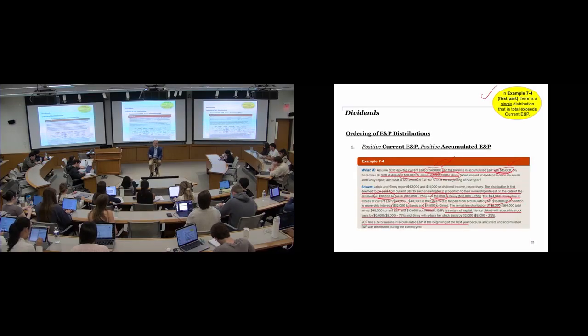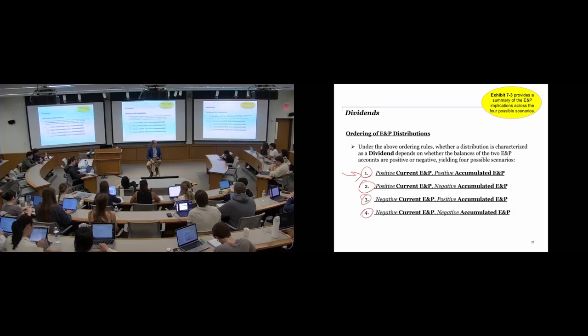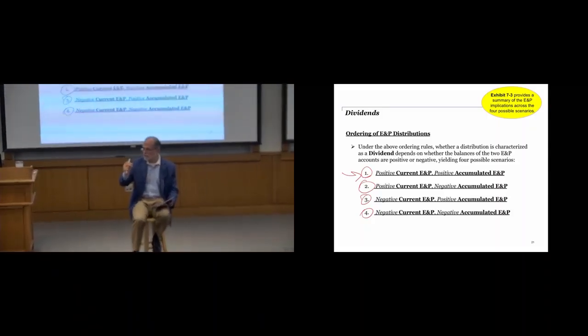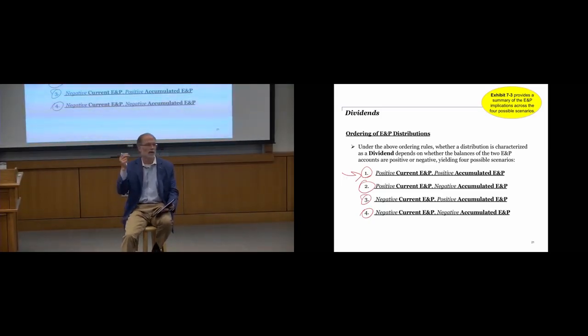I think the key, if I was going back to this, and I got a positive, the first thing I'd ask myself is, do I have a single distribution or multiple distributions? Single is percentage ownership in the current E&P and accumulated. If it's multiple, then I got to deal with the pro rata allocation based on my first distribution of the total. Yes, the first distribution amount over the total distribution. That's going to be the amount of current E&P.